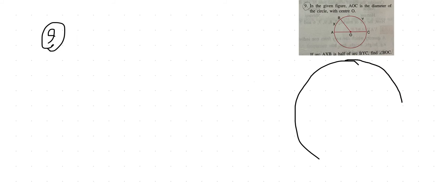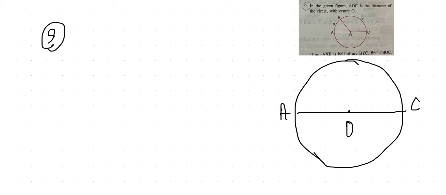Okay, so we'll be moving on to the next question, children, which is question number 9. So what do you see in question number 9, children? Question number 9 says, in the given figure, AOC is the diameter of the circle with center O. Looks like an easy one, children. I'll just explain how to do it so that you can easily take this as homework. So this is O. This AC has been given as the diameter, and they have taken AOC also just to mark that it is passing through the center. Of course, it's a diameter, so it has to pass through the center.